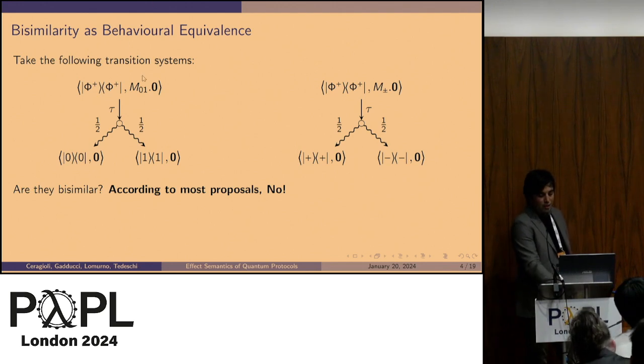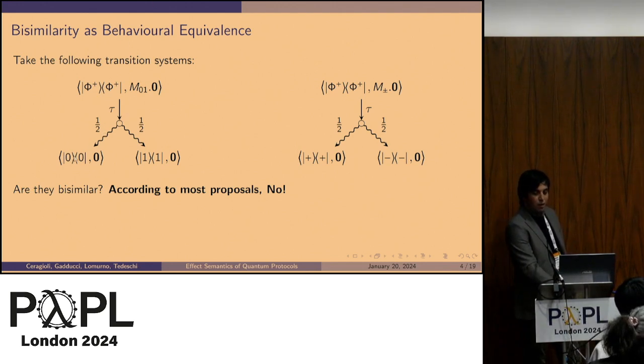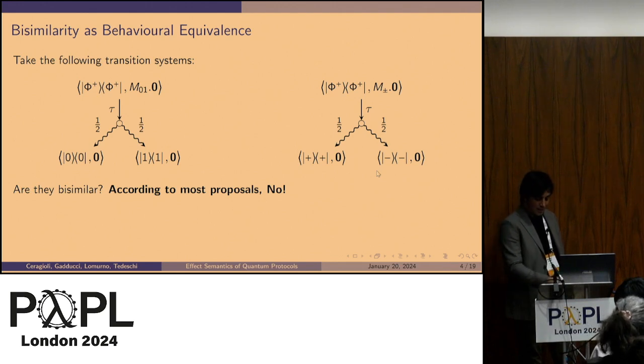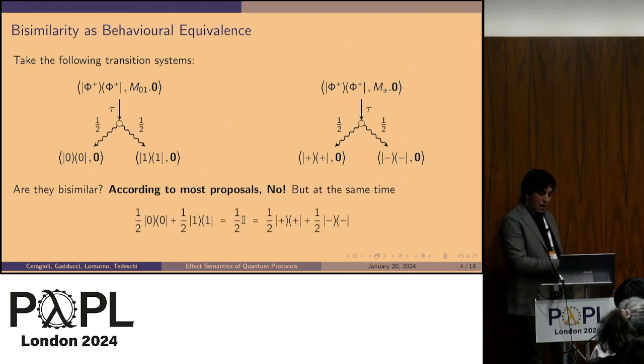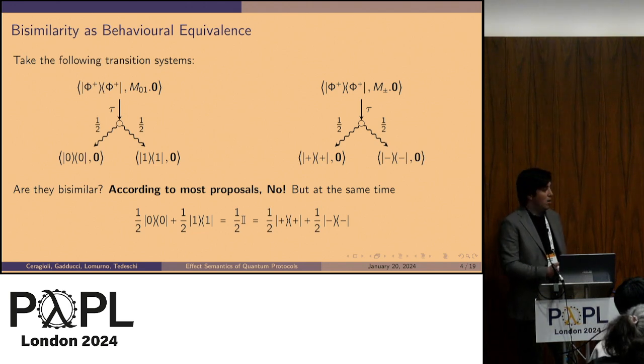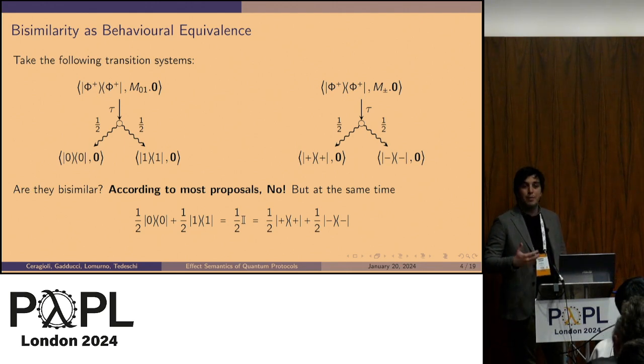Because generally the process on the left goes with a one-half probability here to the zero state, and the process on the right cannot replicate this behavior because ket-bra plus is observably different from ket-bra minus. But if we think about it from the physics point of view, what we have in these distributions is just a mixed state. And we know that a mixture of 0 and 1 is identical to I over 2, which is identical to a mixture of plus and minus. So our argument is that the natural notion of probabilistic bisimilarity on such probabilistic transition systems of quantum configurations is not adequate to model the observational capabilities and observational limitations of quantum theory.